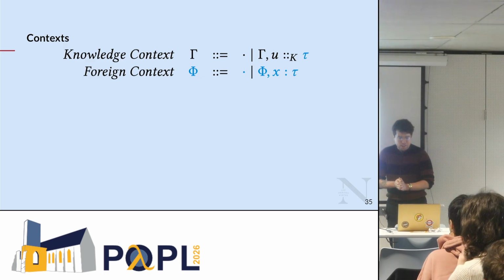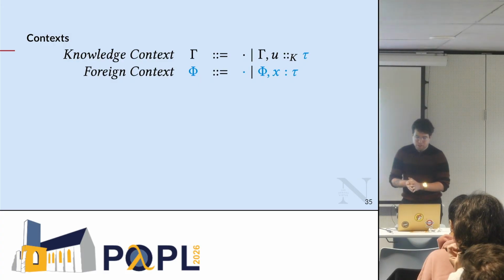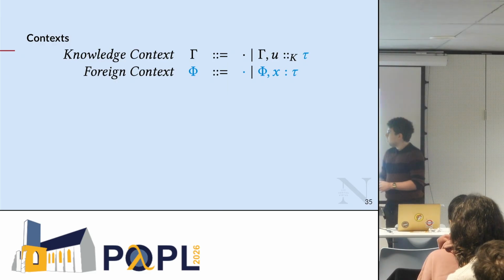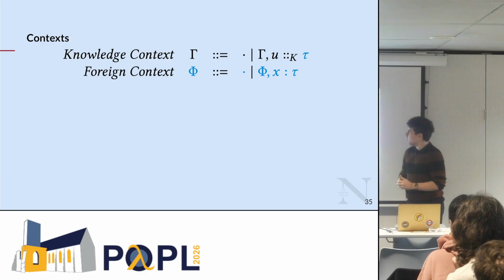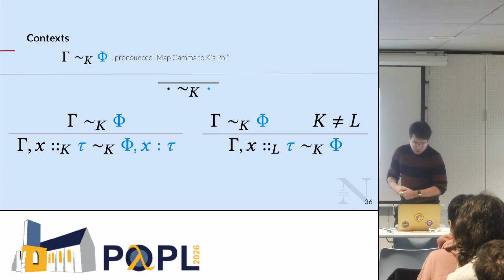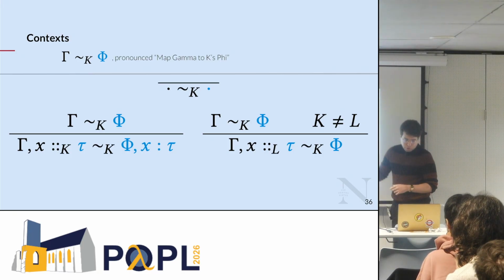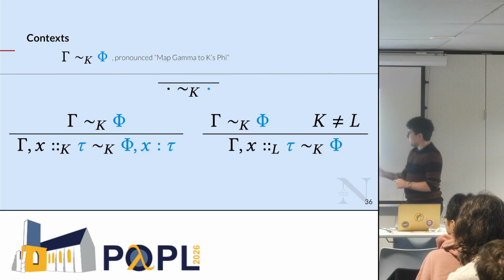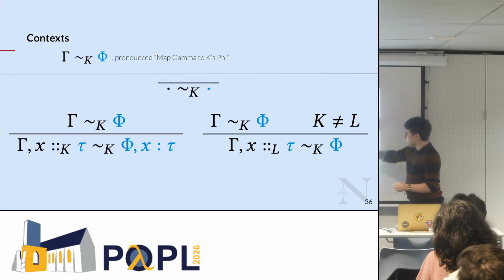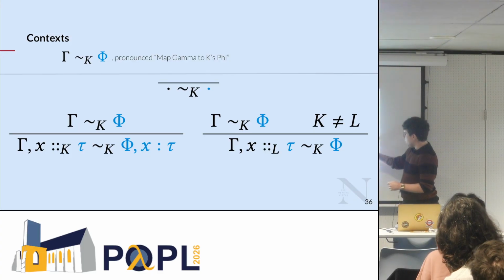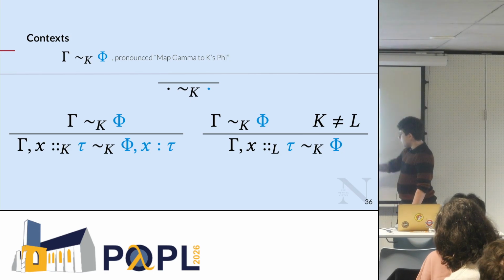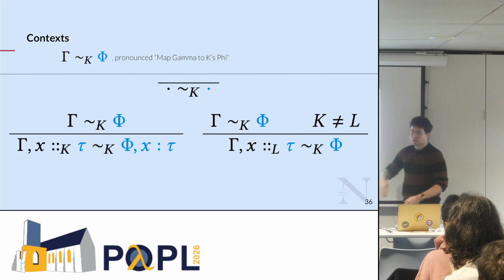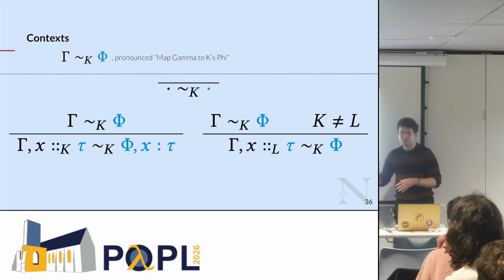So next is our contexts, reinterpreting the knowledge context to now map directly to foreign types. And then the foreign context will be used to type foreign expressions. Then we have another mapping. I'm overloading the tilde, and it's going to be pronounced map gamma to K phi. It kind of has a mechanical flavor to it, and it's defined inductively by these rules. And the one rule that I want to highlight is this one over here, which shows that if I have a target agent and the type is mapped from an agent that's not the target agent, then I'm going to drop that. And so that's sort of the knowledge restriction that I was alluding to earlier. We're going to see it being used.